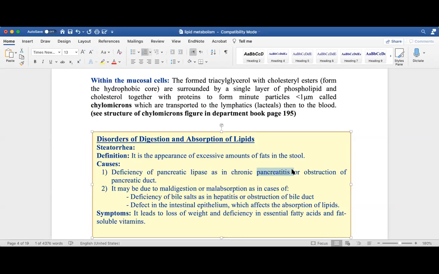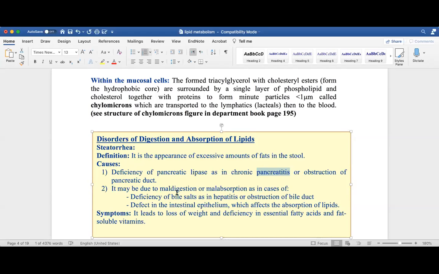If there is a disease in the pancreas, obstruction by a stone, cancer of the pancreas, or inflammation of the pancreas, all these, pancreatitis means inflammation, there will be no lipase. There will be no digestion of lipids, and lipids are lost in the stool.